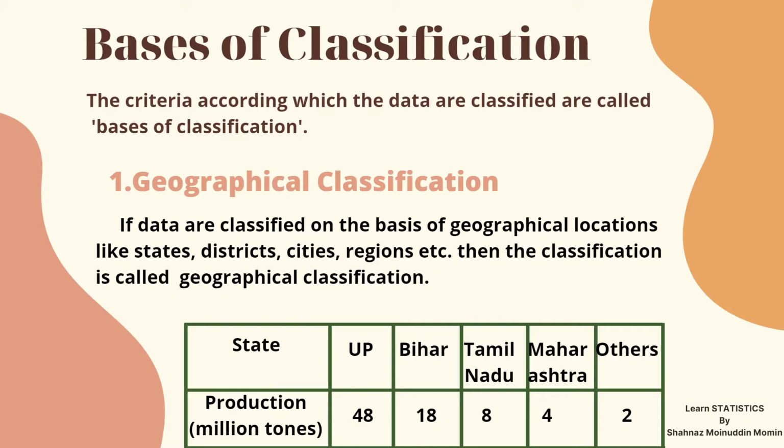Let us see the table. In the table we have given state UP, Bihar, Tamil Nadu, Maharashtra, other, and the corresponding production of sugar in million tons are given. This classification is according to the geographical condition. So the classification is called geographical classification.